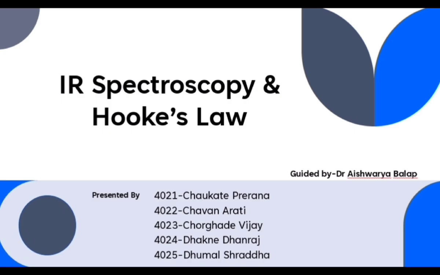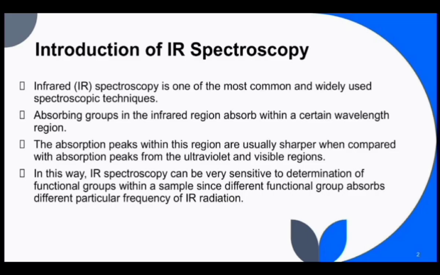So first, introduction of IR spectroscopy. Infrared spectroscopy is one of the most common and widely used spectroscopic techniques, which is absorbing groups in the infrared region absorbed within a certain wavelength region. In this way, IR spectroscopy can be very sensitive to determination of functional groups within a sample, since different functional groups absorb different particular frequencies of IR radiation.